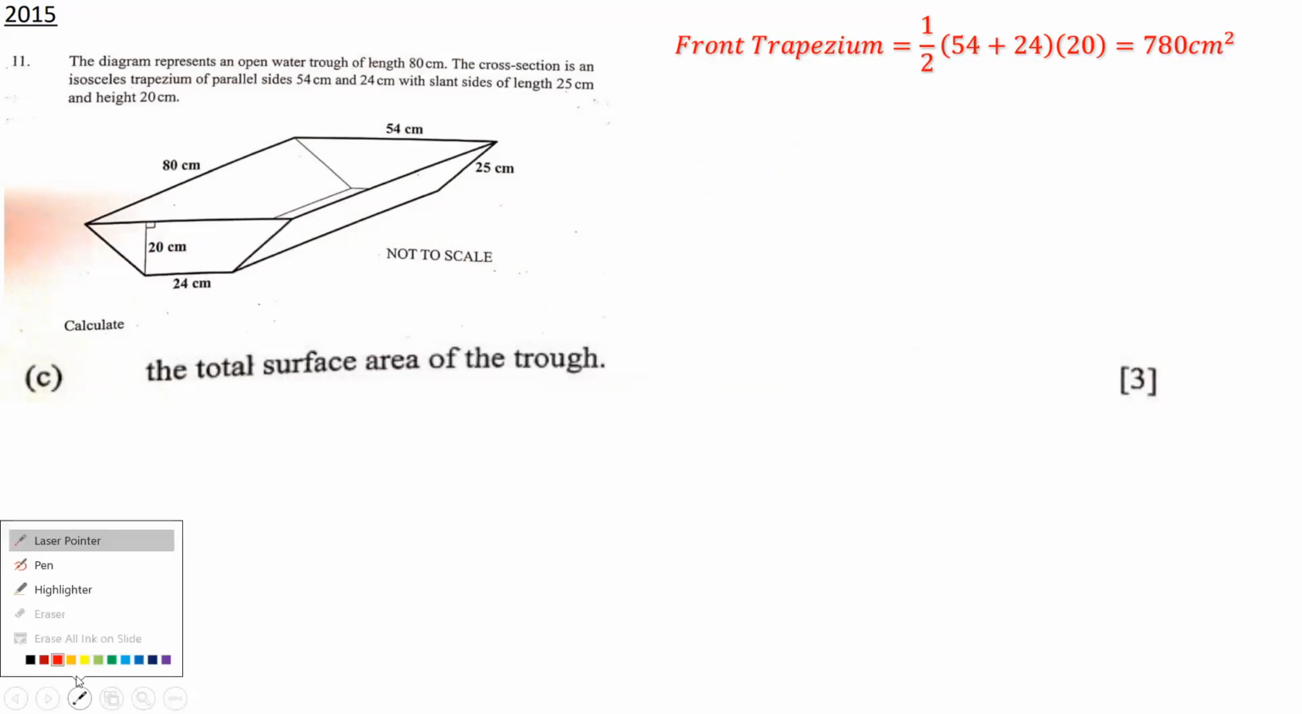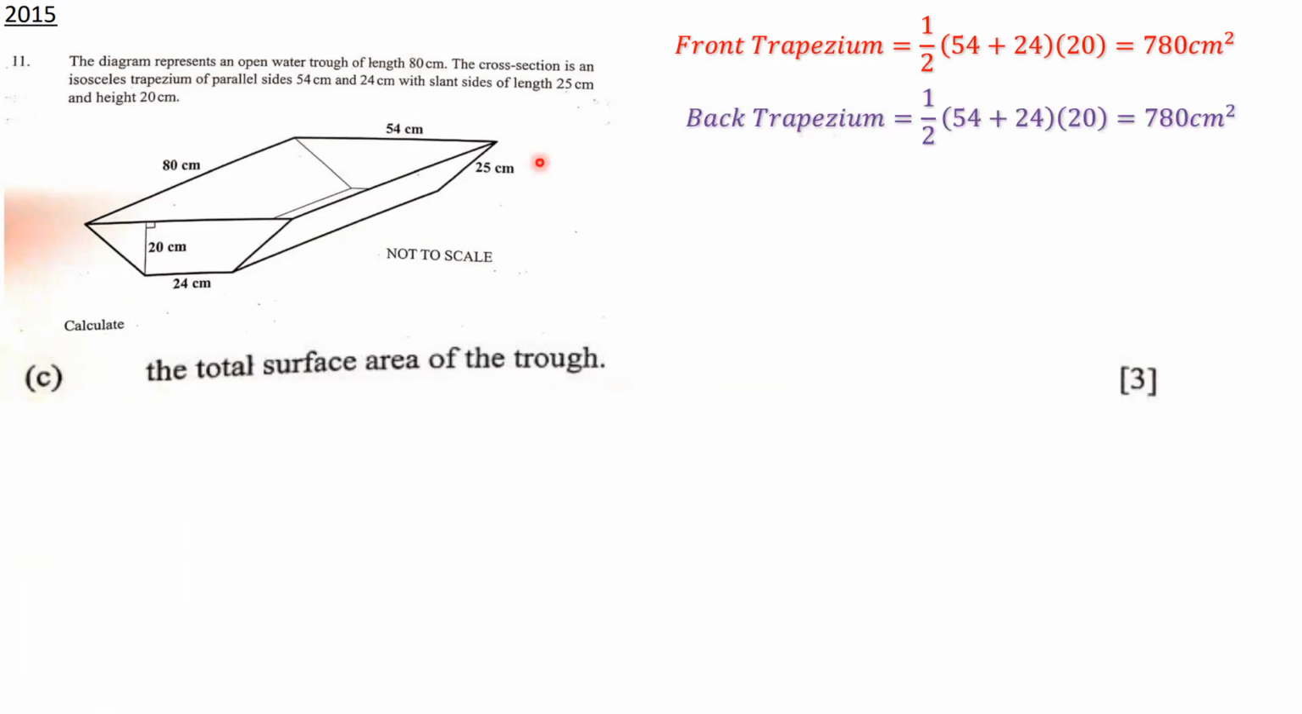Now we need to figure out the area of the back trapezium. The back trapezium is this one, the trapezium that's in the back there. A is going to be 54, because this top part is 54. This bottom part is 24. And the height is the same, 20 centimeters. We calculate and get 780 centimeters squared.